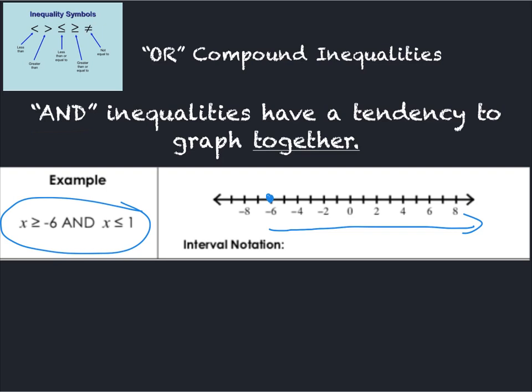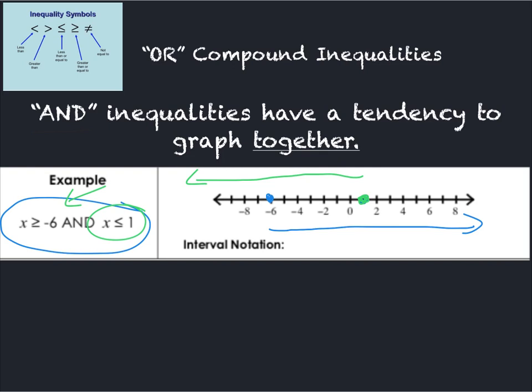But our second inequality says x is less than or equal to 1. So I'm going to go ahead and put a closed circle on 1, and I'll do it in a different color. This represents this inequality right here, x is less than or equal to 1. If we didn't have this other inequality, and if this wasn't a compound inequality, we would go from negative infinity all the way to 1. It would be 1 or lower.